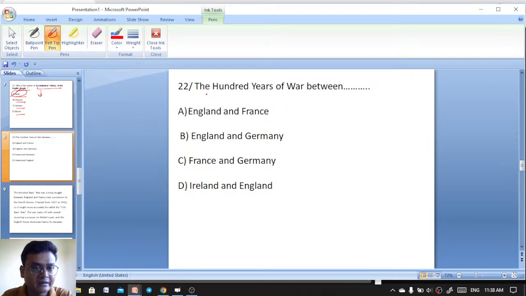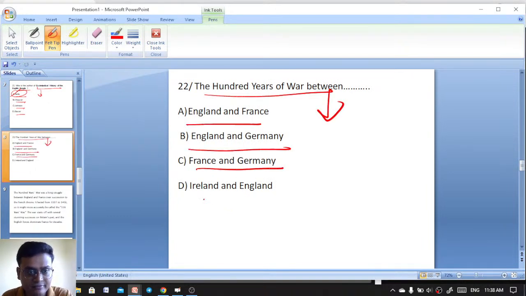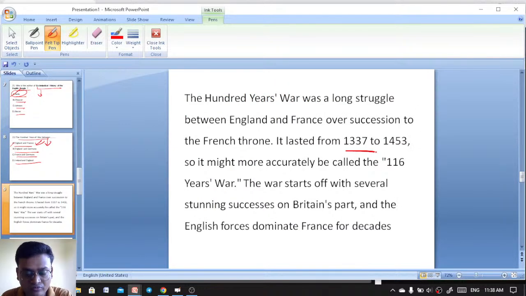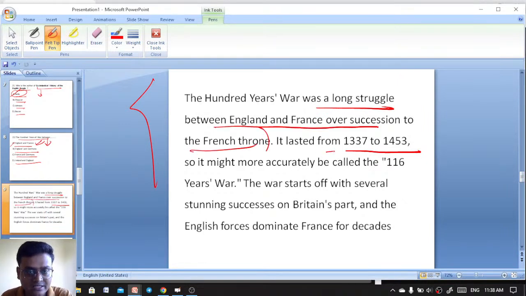The Hundred Years' War was between which countries: England and France, England and Germany, France and Germany, Ireland and England? So here it is England and France. Here is the explanation: from 1337 to 1453, the Hundred Years' War was a long struggle between England and France over succession to the French throne. It lasted from 1337 to 1453.